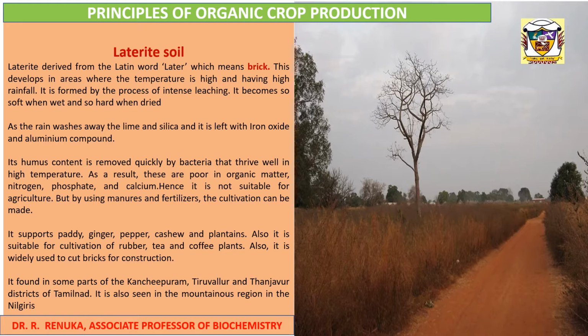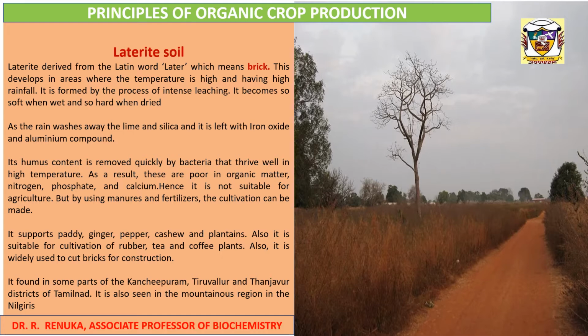As the rain washes away the lime and silica, the soil is left with iron oxide and aluminum compounds. Its humus content is removed quickly by bacteria that thrive well in high temperature. As a result, these are poor in organic matter, nitrogen, phosphate and calcium. Hence, it is not suitable for agriculture. But by using manures and fertilizers, cultivation can be made even in this soil.